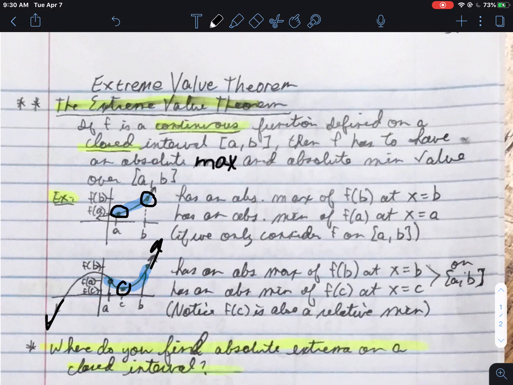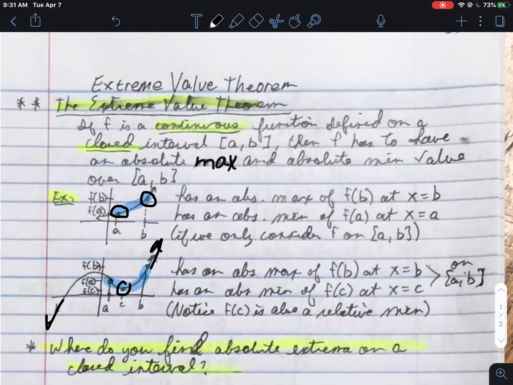But notice it's also a relative minimum. And that's what we mentioned earlier with the quadratics, the vertex. It's a relative minimum or relative max, and it's also an absolute. So just by looking at those two, I ask the question: if I want to identify what the absolute maximum or absolute minimum value of a function is, where do I look for it? Where would I find them if they exist?